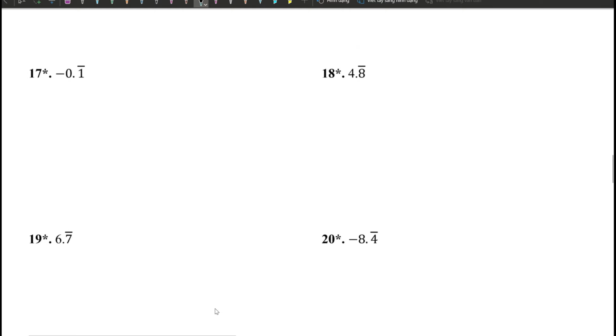Alright, this one we can write -0.1 with the bar on top, which means it's a repeating bar. This actually looks like this: -0.1111111 forever. So they never stop. There's a bunch of 1s and they continue forever. That's why they keep the bar on top.